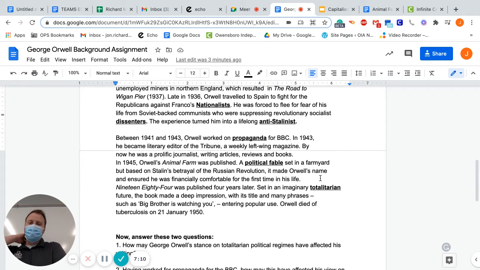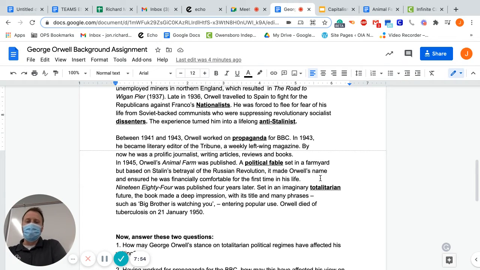Between 1941 and 1943, Orwell worked on propaganda for the BBC. In 1943, he became literary editor of the Tribune, a weekly left-wing magazine. By now, he was a prolific journalist, writing articles and reviewing books. In 1945, Orwell's Animal Farm was published, a political fable set in a farmyard based on Stalin's betrayal of the Russian Revolution. It made Orwell's name and ensured he was financially comfortable for the first time in his life.